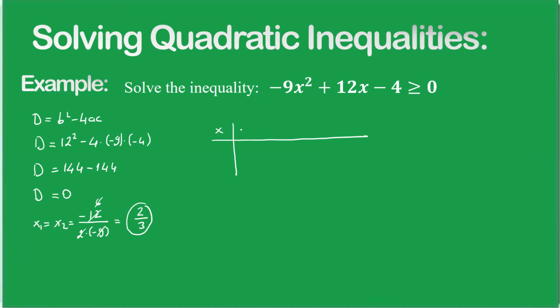So x is here, minus infinity, our critical point is 2 over 3, and plus infinity. Here we're writing minus 9x squared plus 12x minus 4. I'm drawing the same shape again. What about the first sign? The first sign is negative because the coefficient of x squared is minus 9, so its sign is negative. So it's also negative. Greater than or equal to 0. This case is important here.